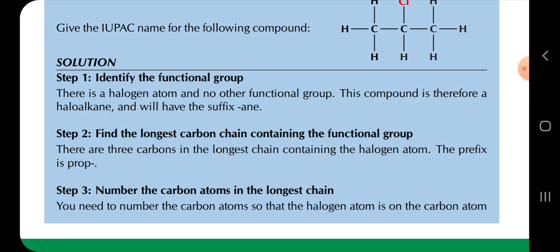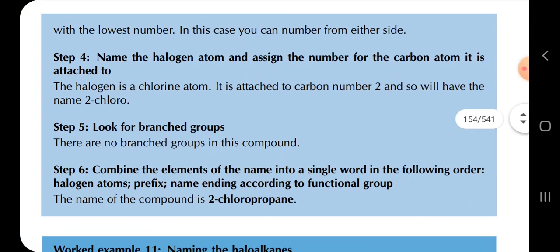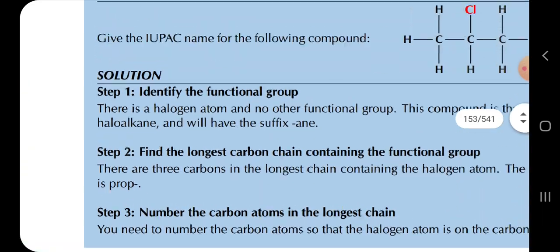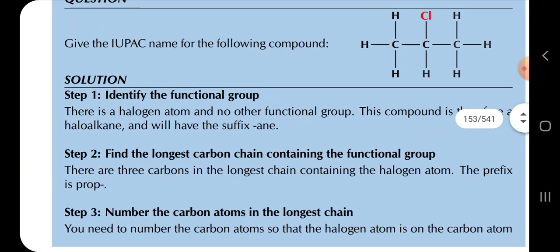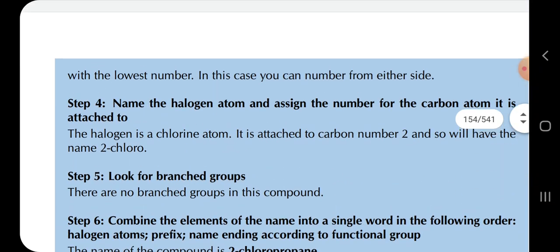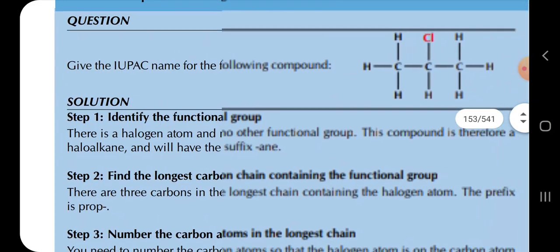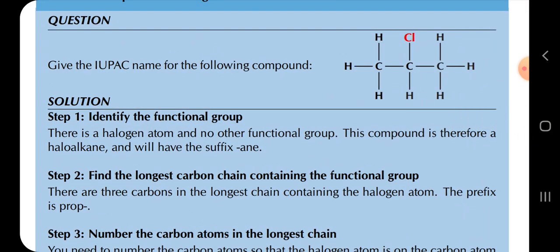prefix. And then number the atoms in the longest chain. We have 3. And then name the halogen atom and assign the number of the carbon atom it is attached to. So we only have 3. We can name it in either way. It is attached to the second atom. So we'll have 2 at the beginning. This Cl is attached to the second atom.